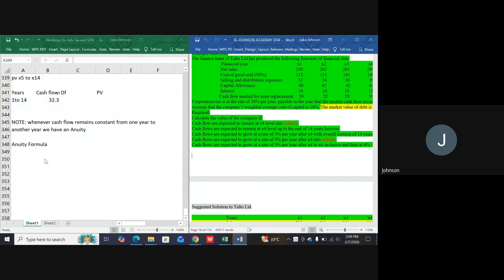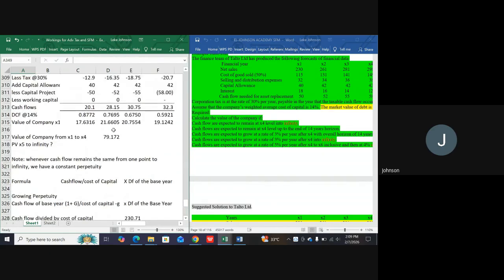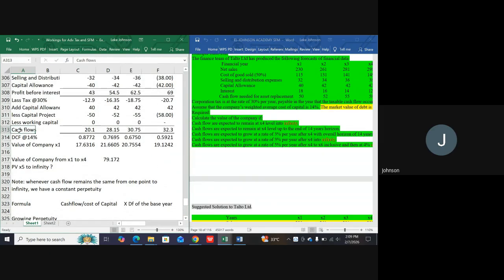Okay, so now to get your annuity, let me just use the normal discounting factor to explain. So let me come to the top. These are the cash flows, right? Now, if you check these cash flows, they are not the same. This is 20.1, this 28.15, this 30.75, this is 32.3. They are not the same. Assuming we have 20.1 here, 20.1 here, 20.1 here, we would have used an annuity for it, right?